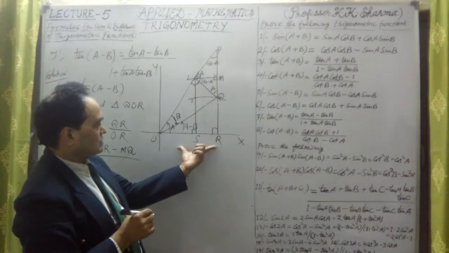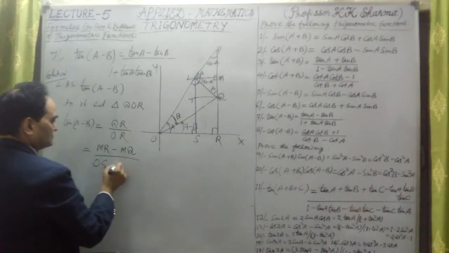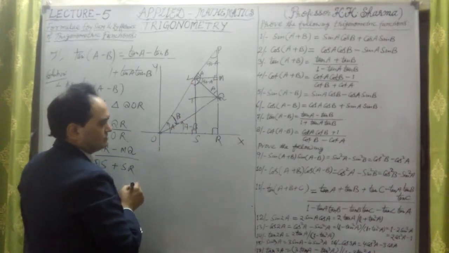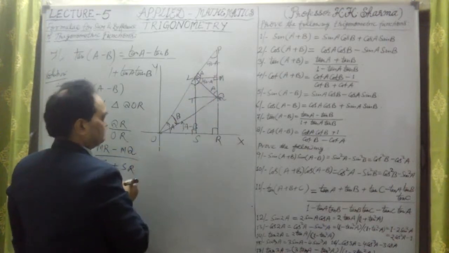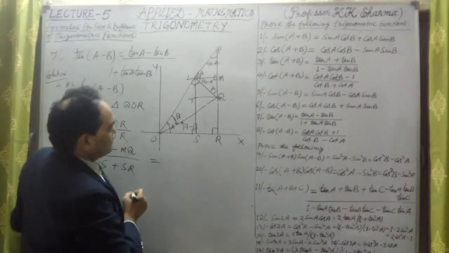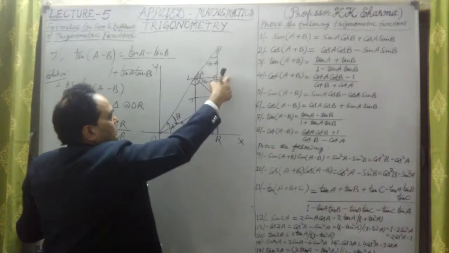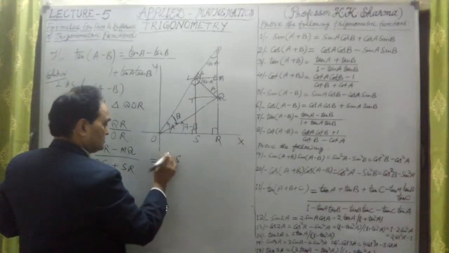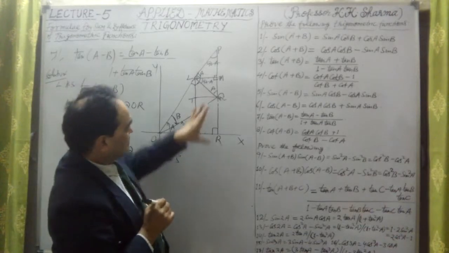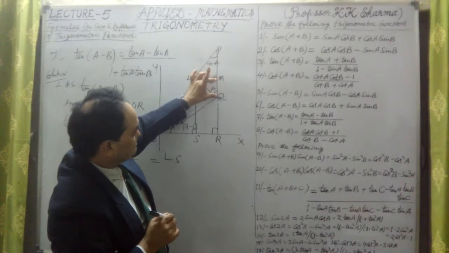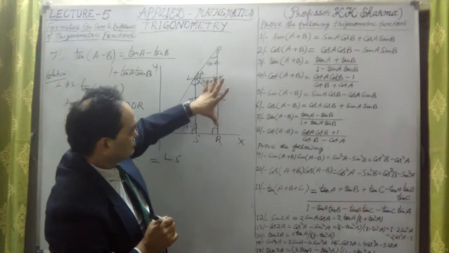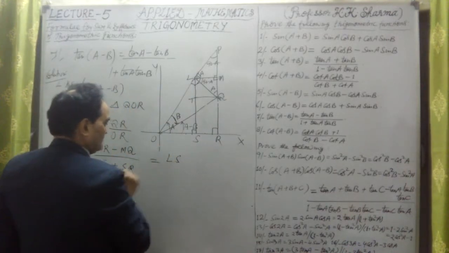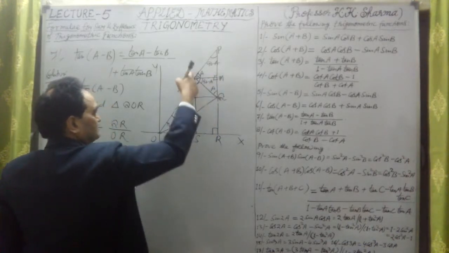What is OR here? OR can be written as OS plus SR. OS is the side of this triangle, no problem, but SR is not the side of any triangle. Always take the side of the triangle. MR is not a side, so MR is equal to LS, which is the side of this triangle. In place of MR, we substitute LS.